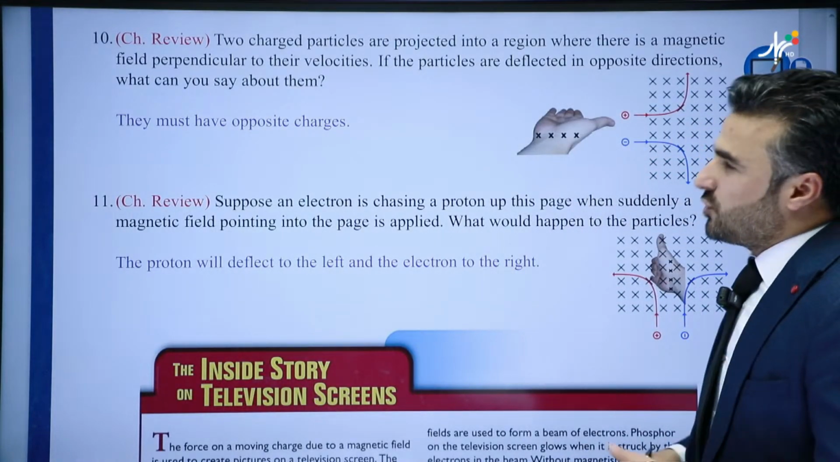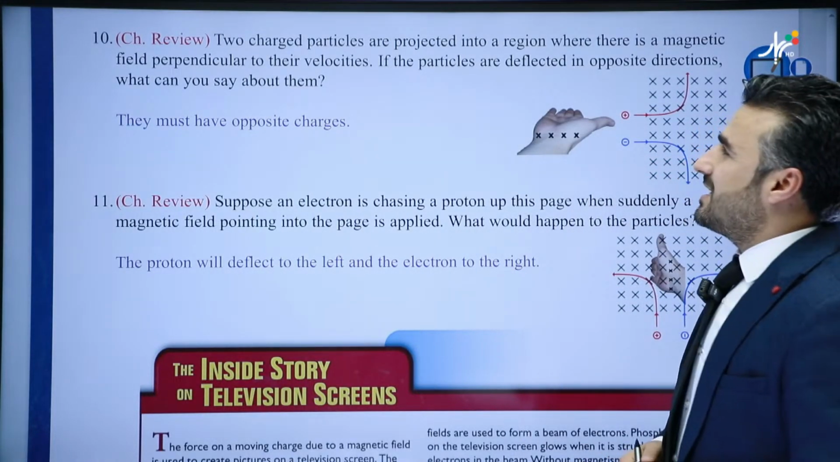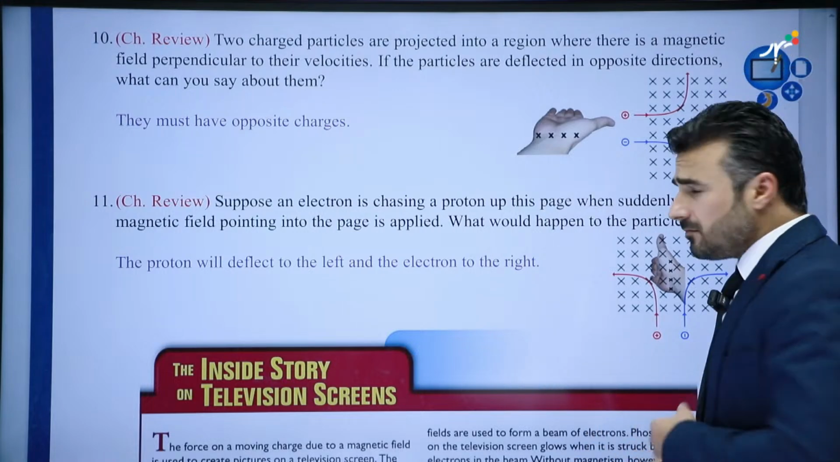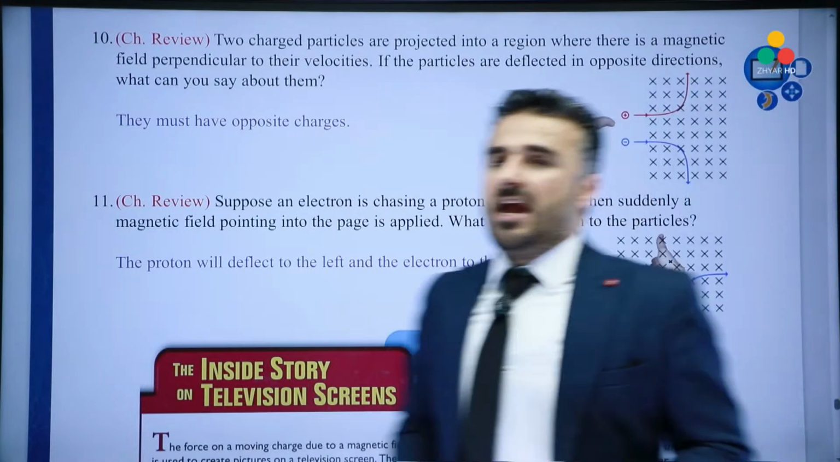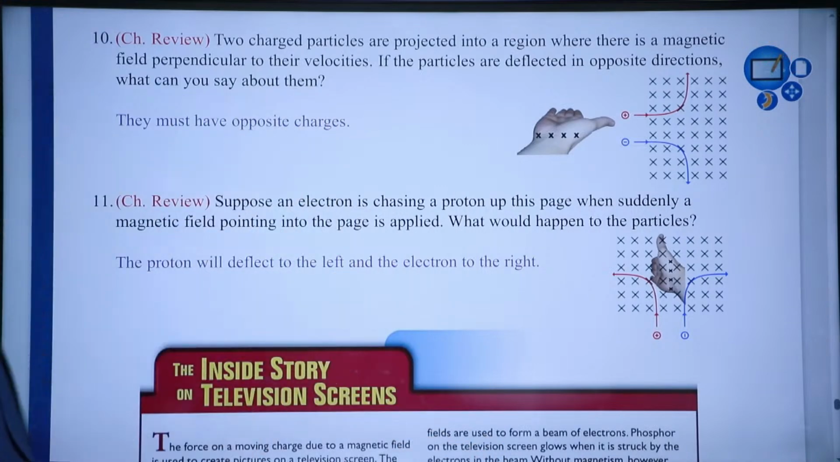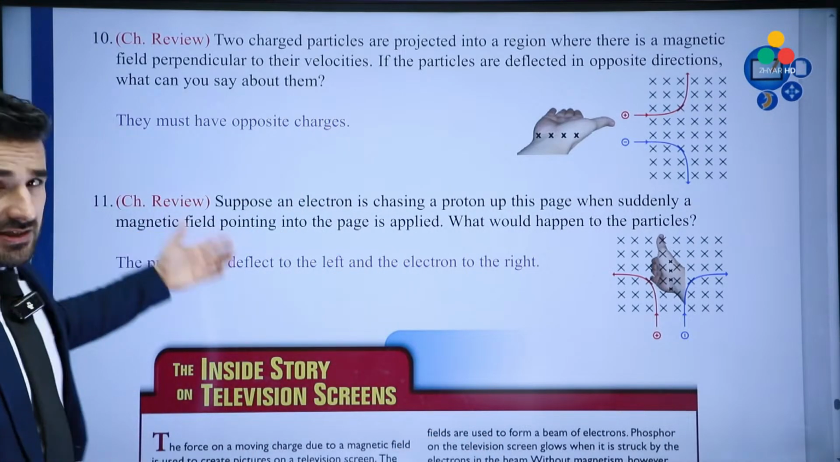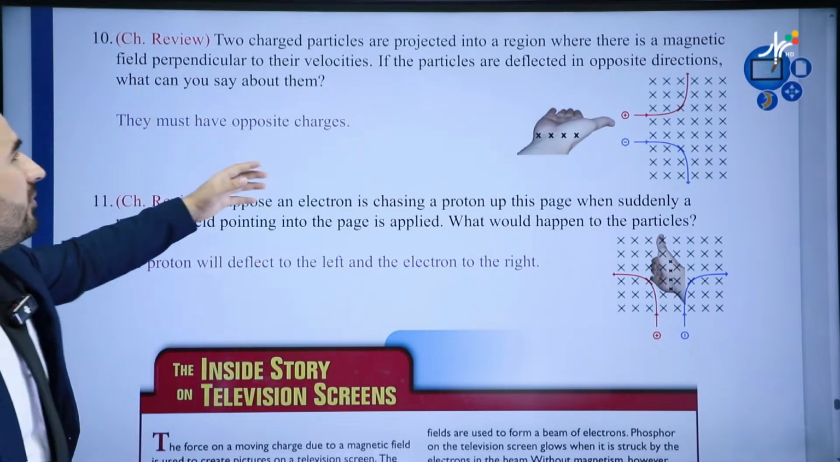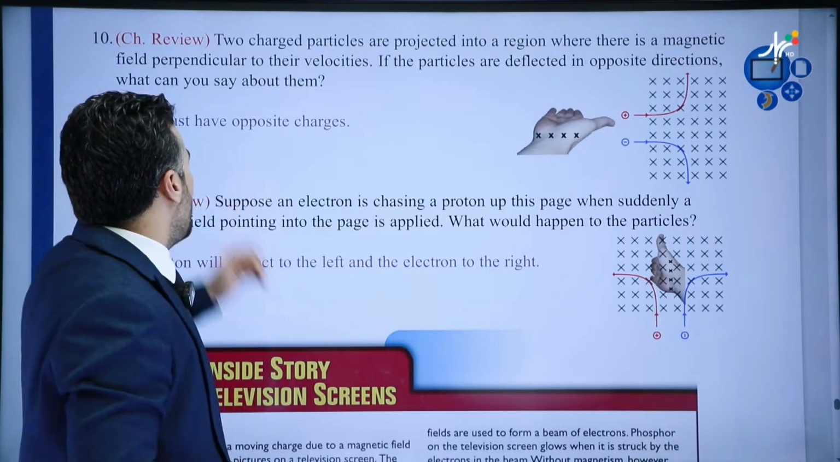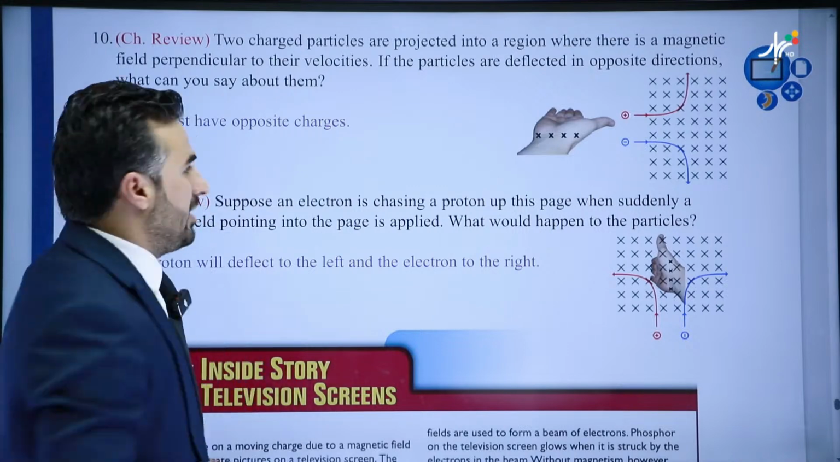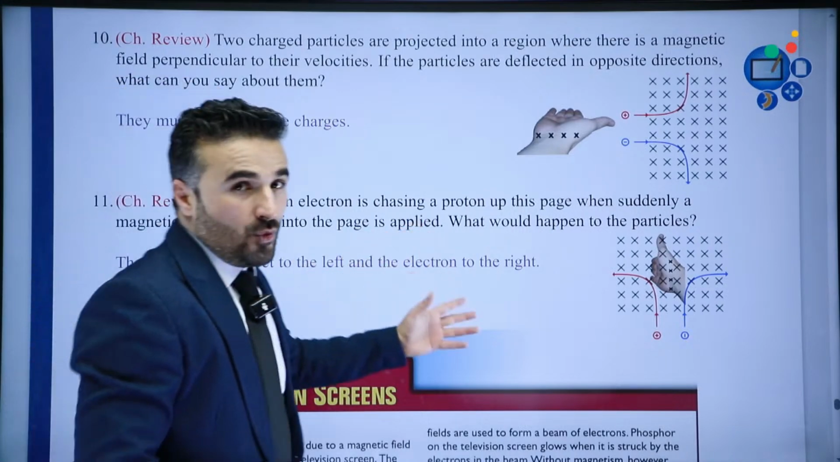Question 10 says, and that is a chapter review question, by the way, two charged particles are projected into a region where there is a magnetic field, as you can see here, perpendicularly. Obviously, these two charges go with their velocities. If the particles are deflected in opposite directions, what can you say about them? Okay, so that is what we have.